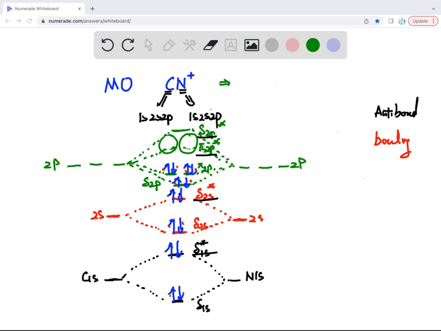Okay, so this is basically about the molecular orbital. We need to first draw the molecular orbital of the CN+. As you can see, I already drew it here. I will just walk through how to draw that.